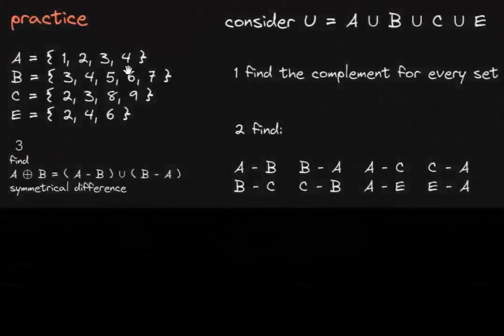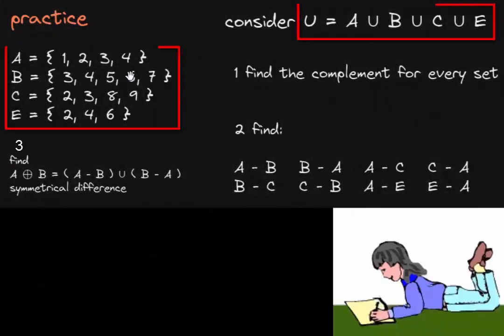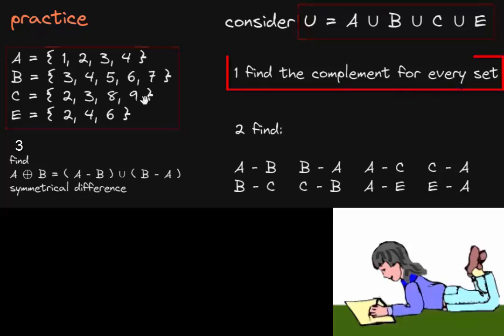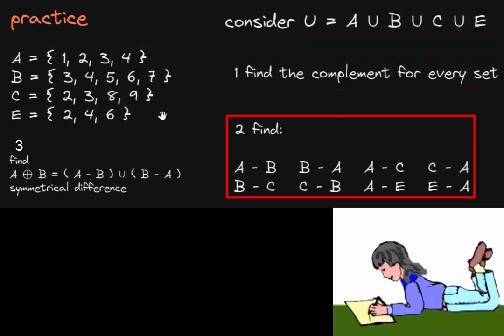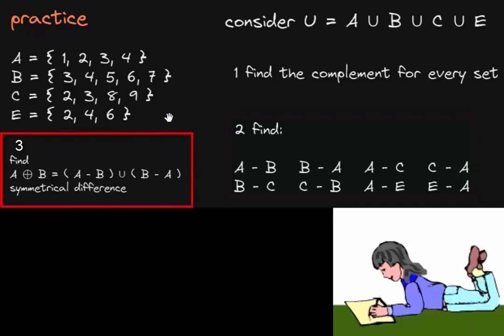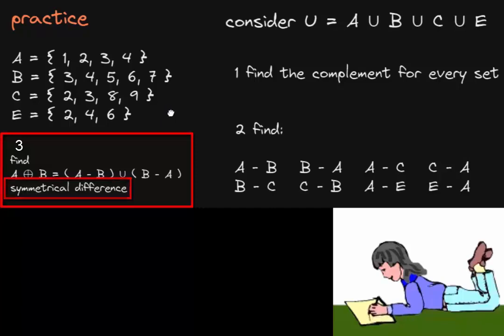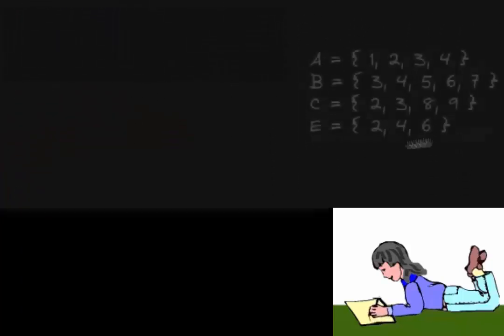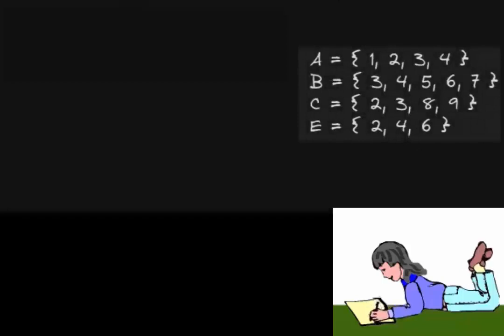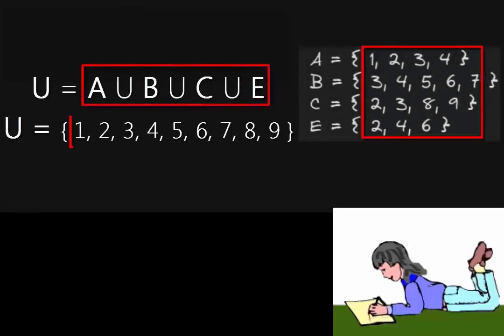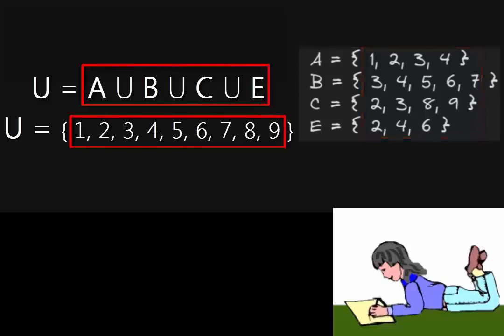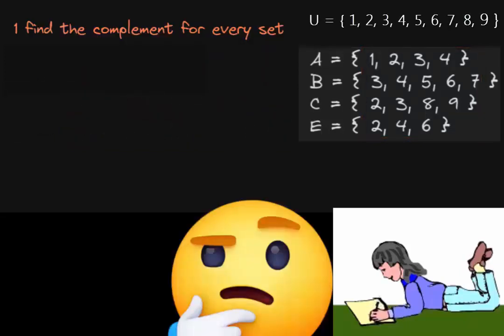Let's get some hands-on practice. In a universe U composed of the union of all these four sets, we have some tasks. First, find the complement for every set, and second, find the differences. Then, having the differences, we must find the symmetrical difference between A and B, denoted by this expression. To simplify things, let's find the entire universe composed of the union of all sets. Having all the universe elements, find the A complement.